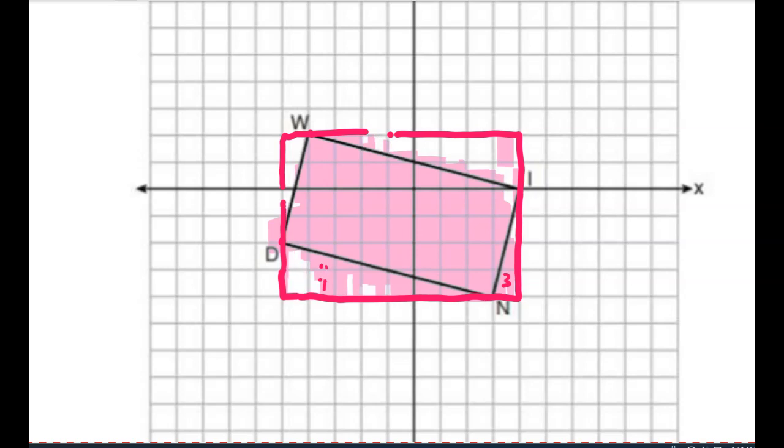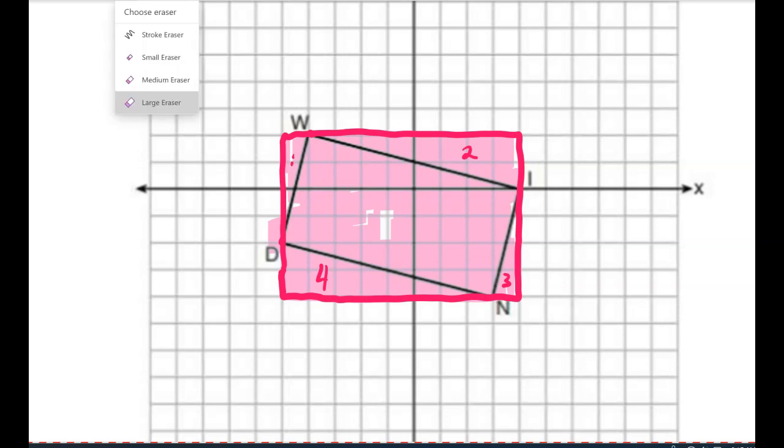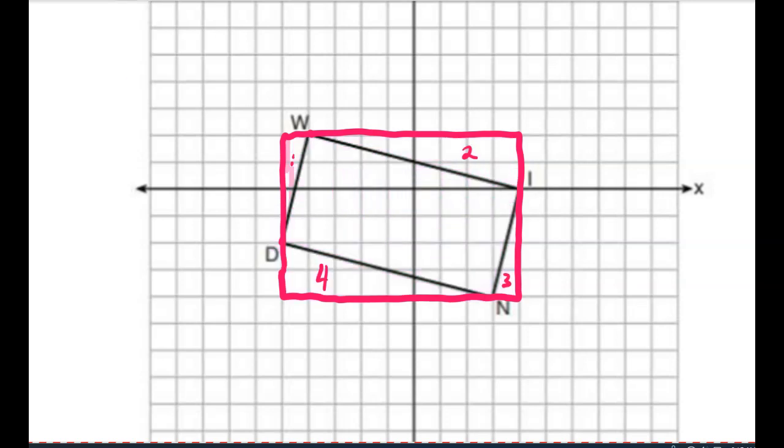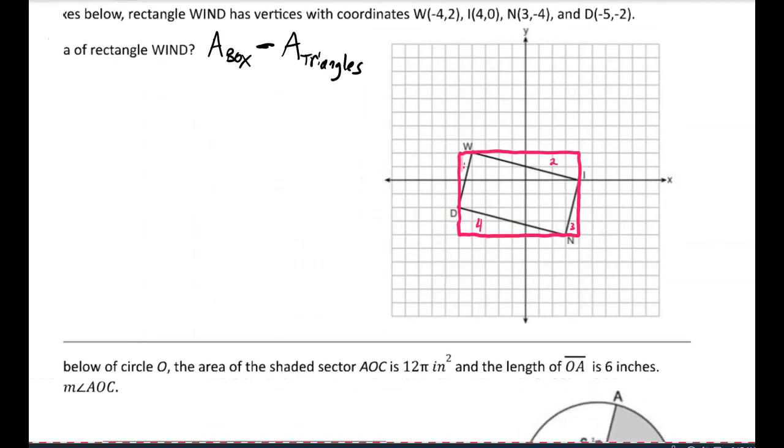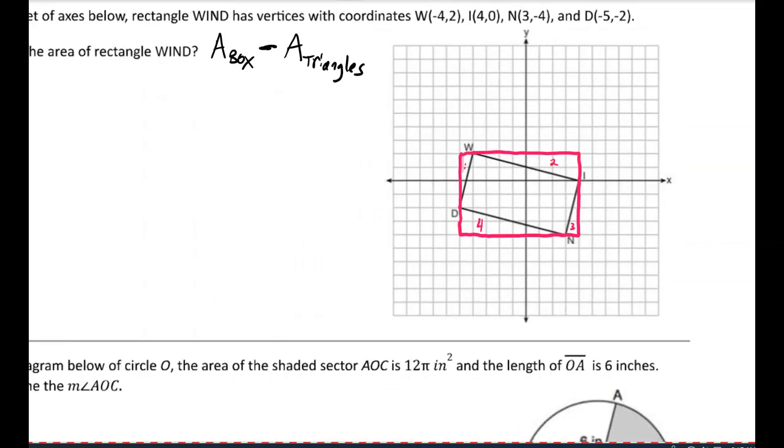The idea is that when I do that, my eraser's not working well here. Let me get a larger one. There we go. Eventually, all I'd be left with is just the area of that rectangle on the inside, and that's what I'm looking for. So that's what we're going to try to do here. So let me get rid of that shading, and let's find the area of these triangles.